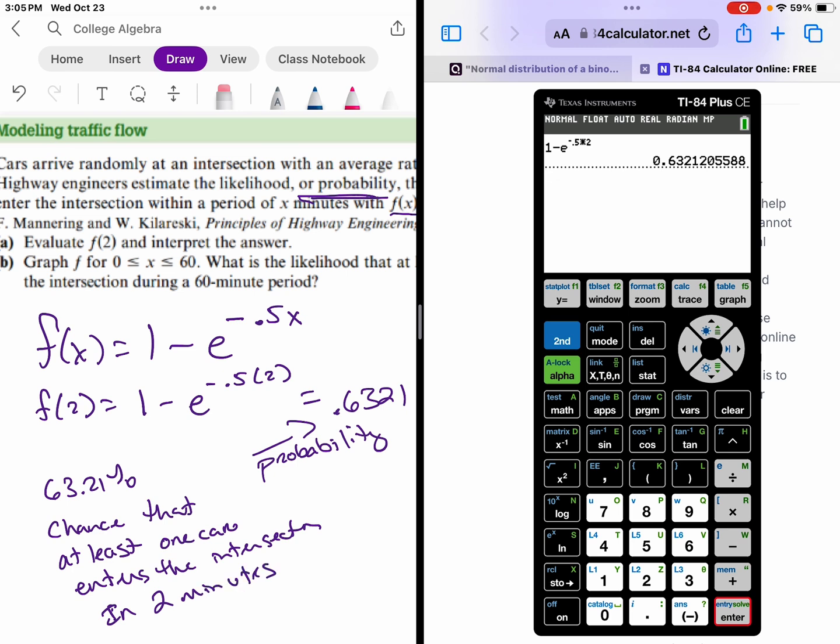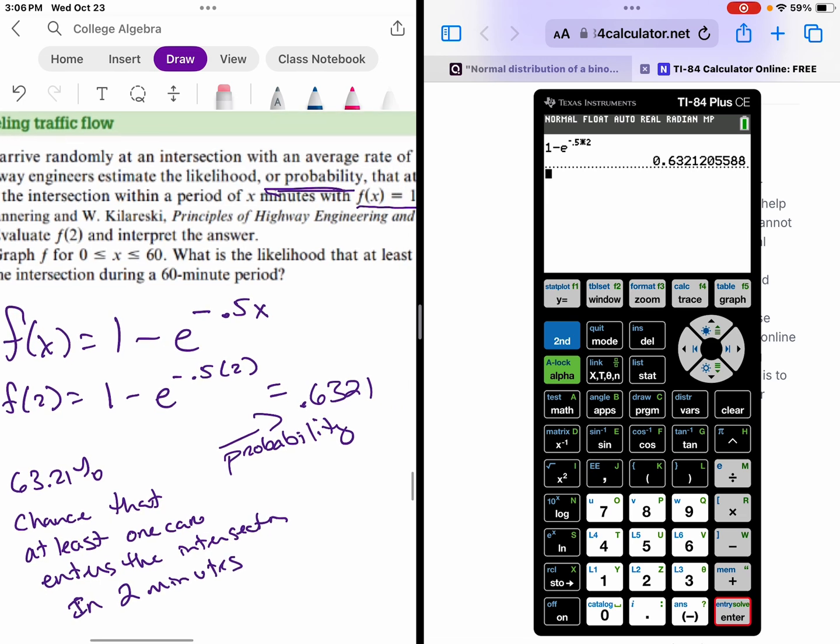Okay. So there's a 63% chance that in 2 minutes at least one car is going to go into that intersection. That's what that's saying. That's a pretty big percentage, so that lets us know that's a pretty busy intersection. If I look at a clock or a watch, there's a 63% chance that a car is going to enter within 2 minutes, is what that's saying.